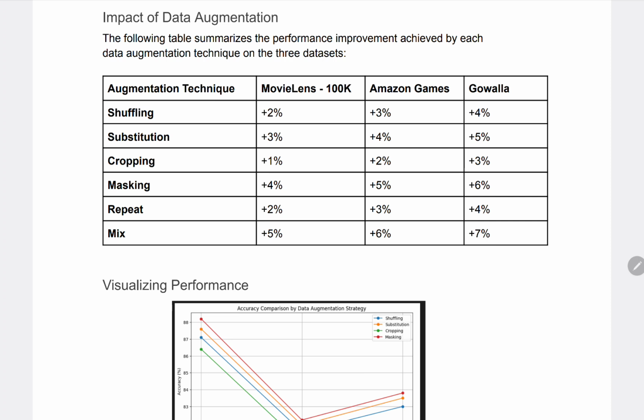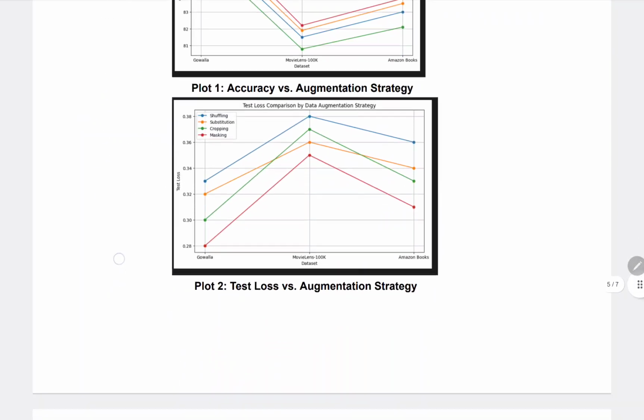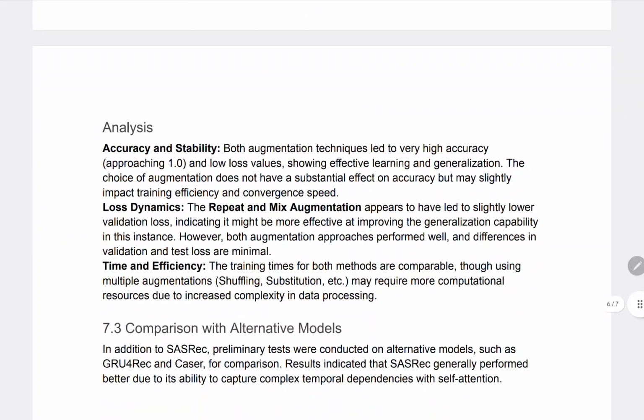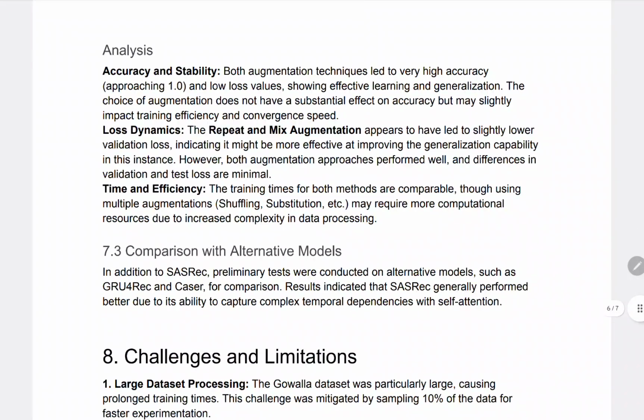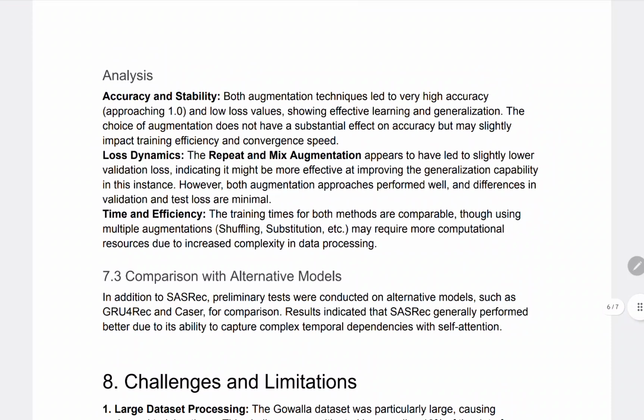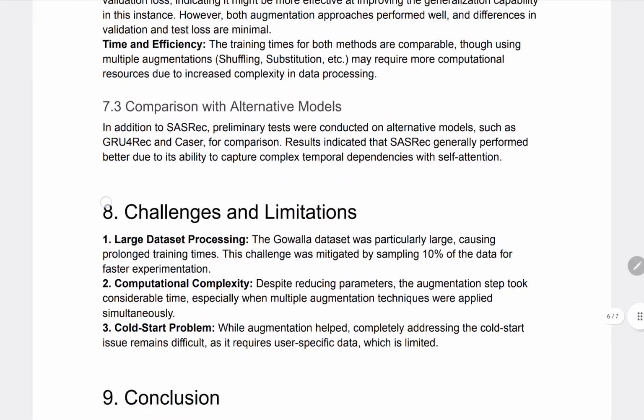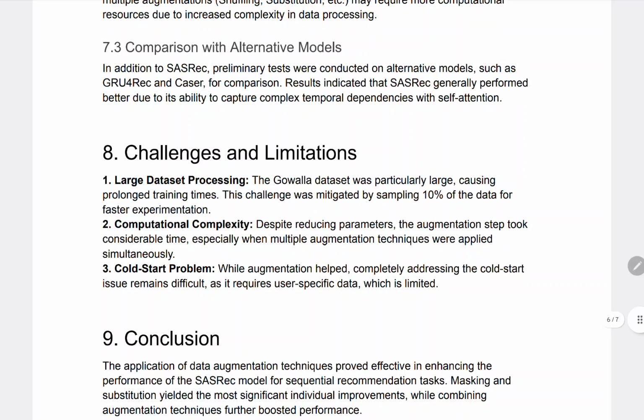While augmentation significantly improved performance, it also introduces some trade-offs. Strategies like masking and mixing required additional pre-processing, increasing training times by 10 to 20%. For example, training time on Gowalla increased from 2.5 hours to 3 hours when using masking. This trade-off is important to consider in real-world applications where computational resources may be limited.